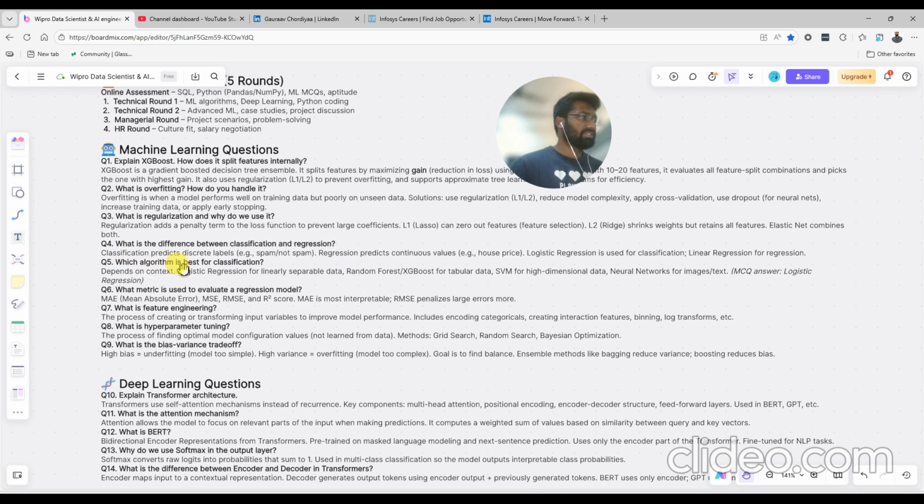So classification predicts a discrete label like spam or not spam, 1 or 0, digital or not digital, and regression predicts a continuous value like house price, sales of the month, or the marks out of 1,000. Logistic regression is used for classification, and linear regression is used for regression tasks. Which algorithm is best for classification depends on the context.